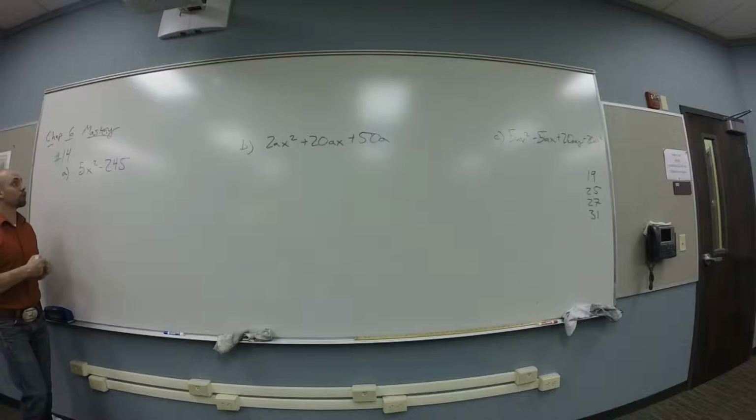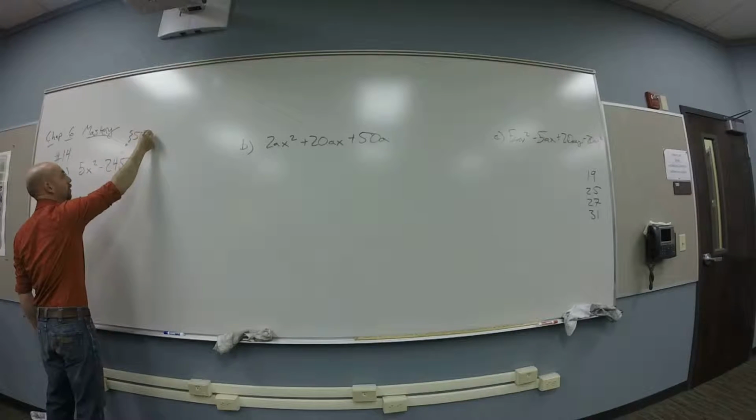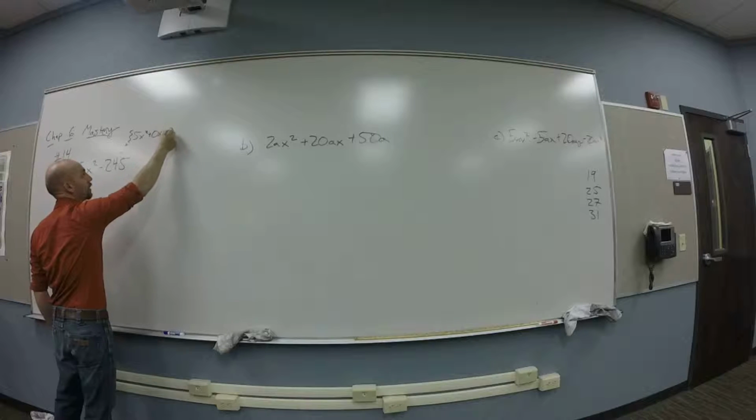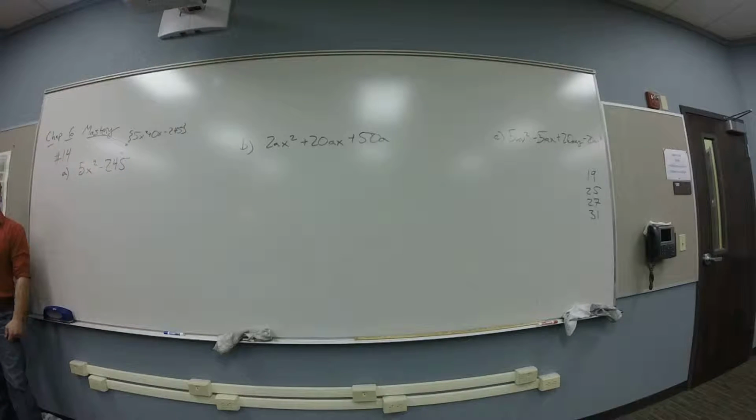Okay, we could think to ourselves, right? We might think this is 5x squared plus 0x minus 245. That's a good thought. That's the thought we'd want to use if we use the quadratic formula or complete the square or something. Stuff we don't have yet. For right now, what do we think?